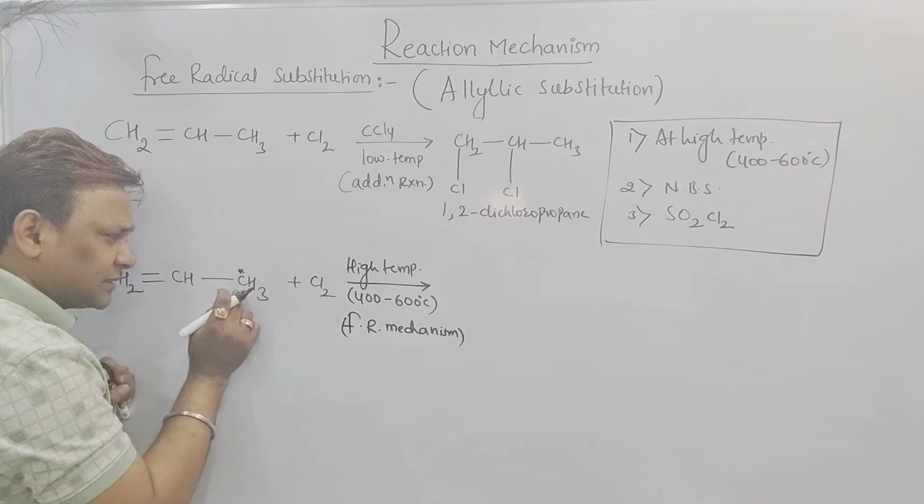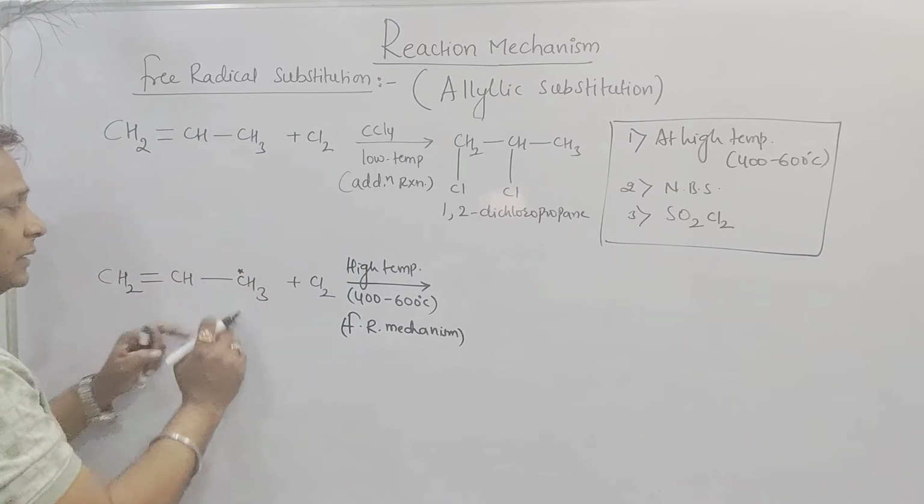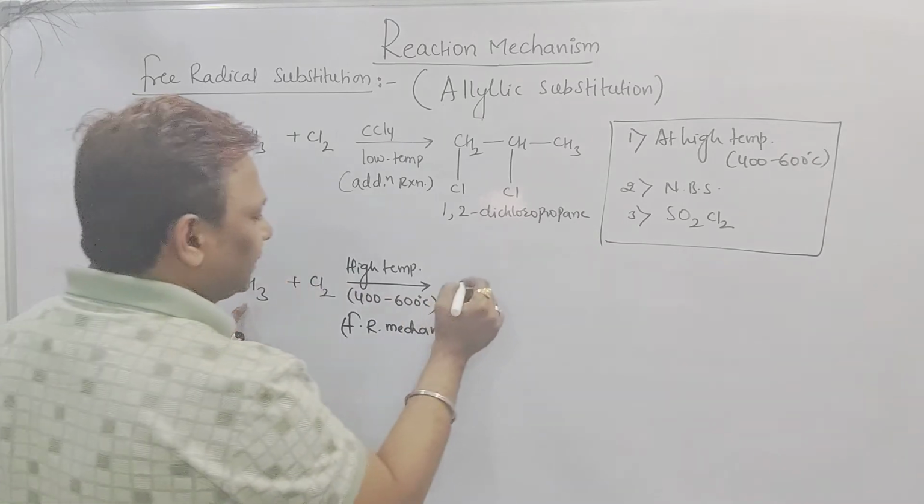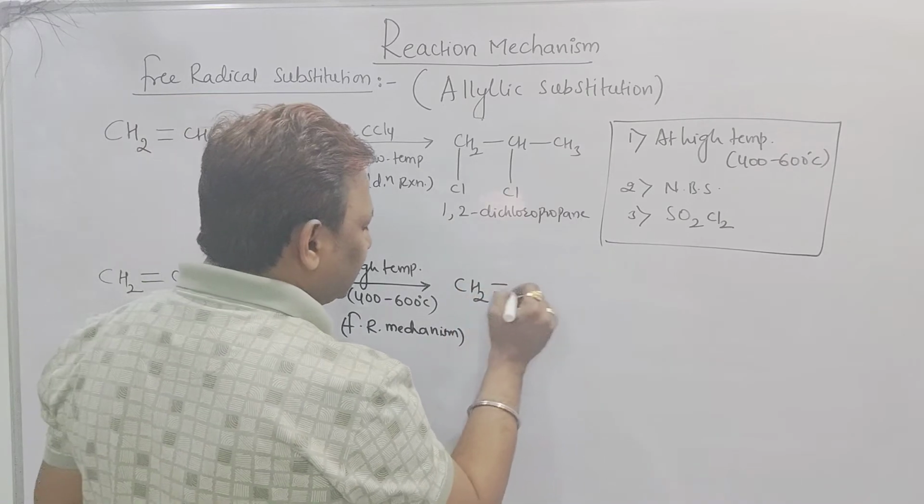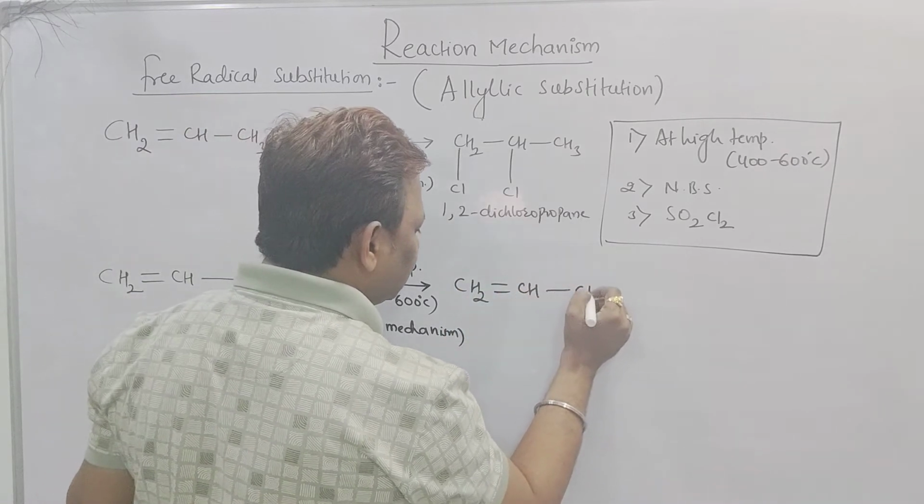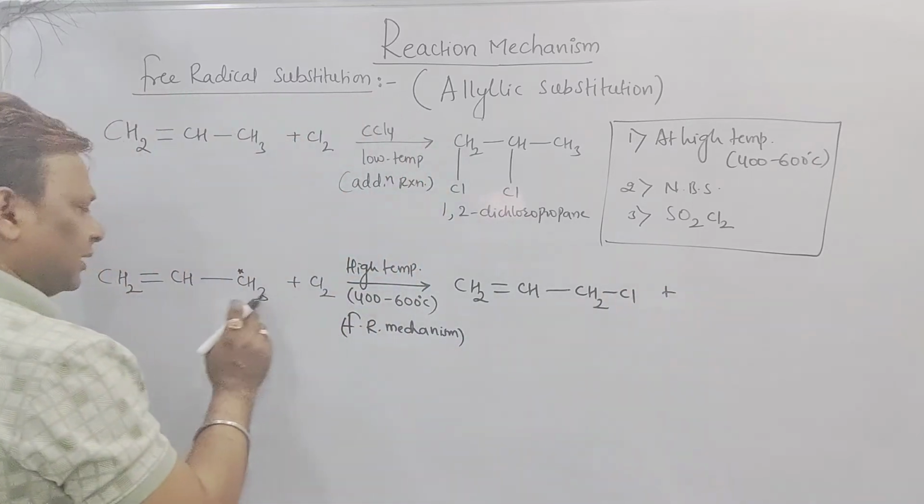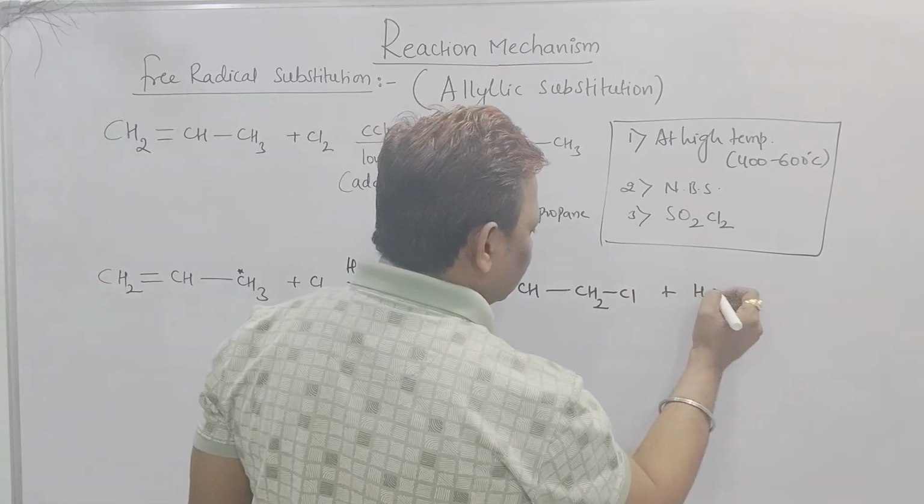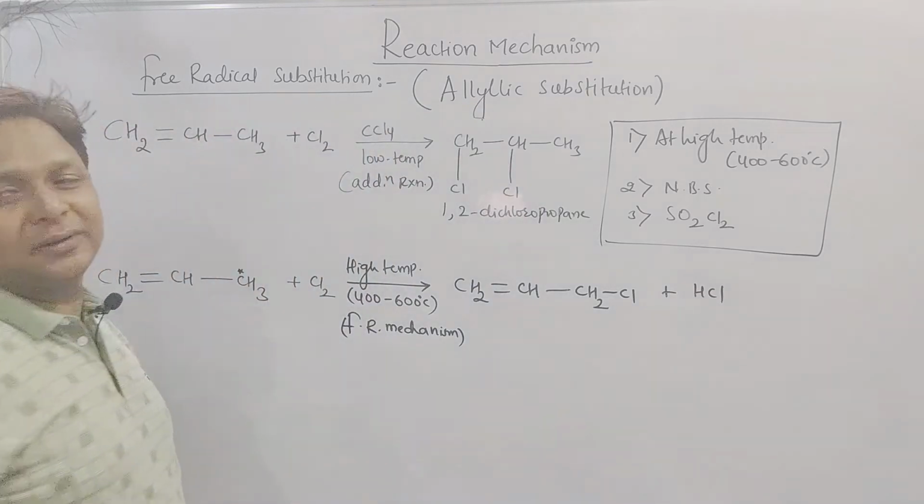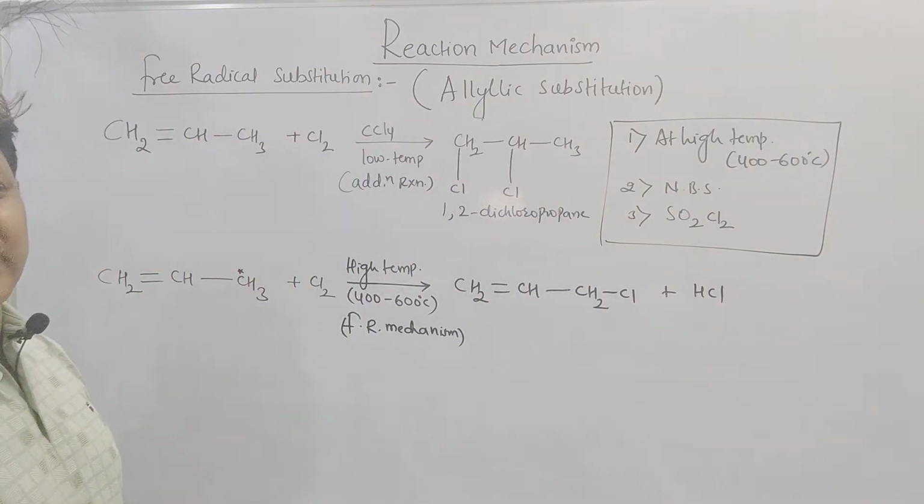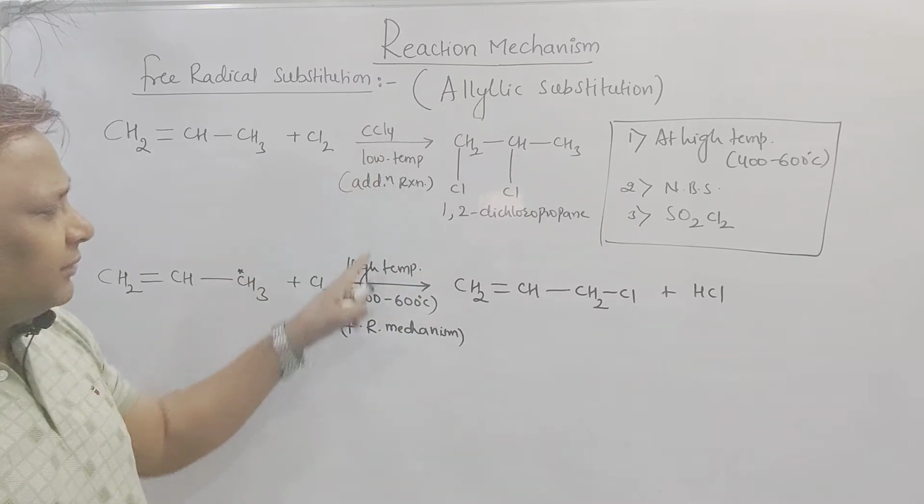Do you know what this carbon is called? It's called an allylic carbon. Cl will attack here and I am going to get the product CH2, CH, then CH2 and Cl. One Cl from here, one H from here came out, and we got this product. But which product we get is only based on the reagent we are using.